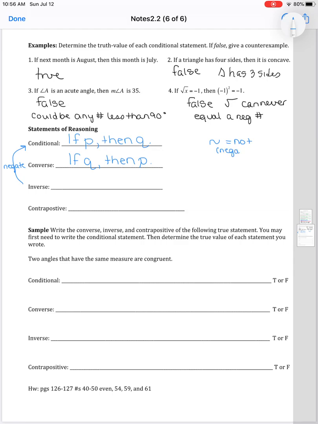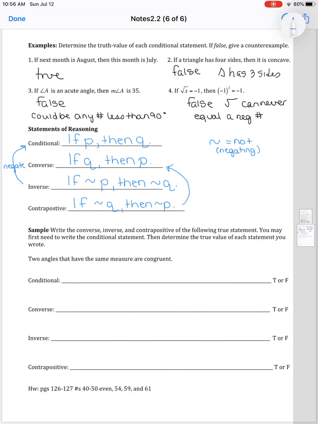All right, the inverse relates to the conditional, and what it's going to do is it's going to do something called negating. So you're going to see this symbol, and that symbol means not, and that's another word for negating. So if the conditional was if P, then Q, the inverse is going to be if not P, then not Q. And the contrapositive relates to the converse, and it's going to do the exact same thing. So if the converse is if Q, then P, then the contrapositive is if not Q, then not P.